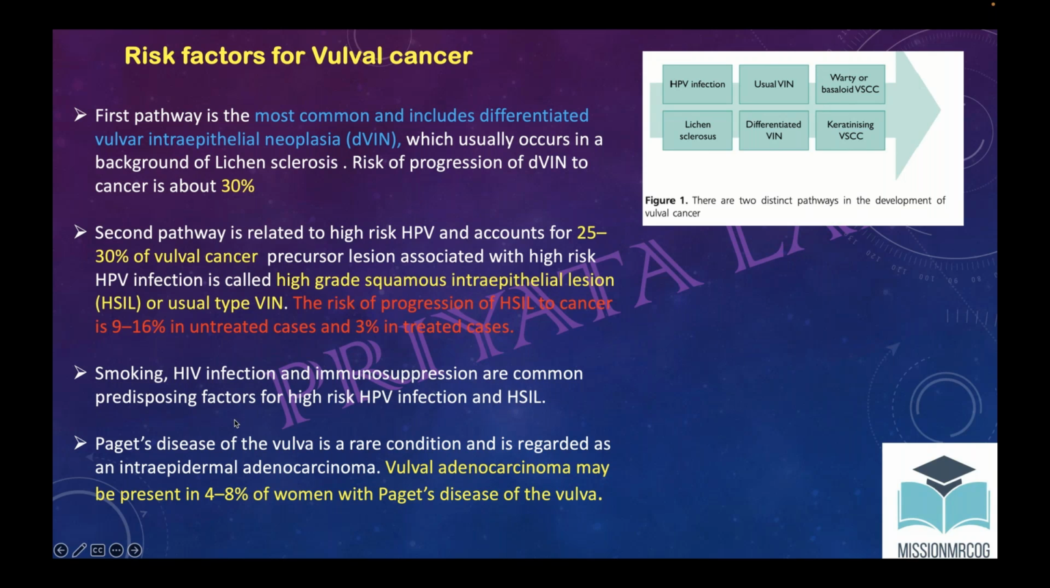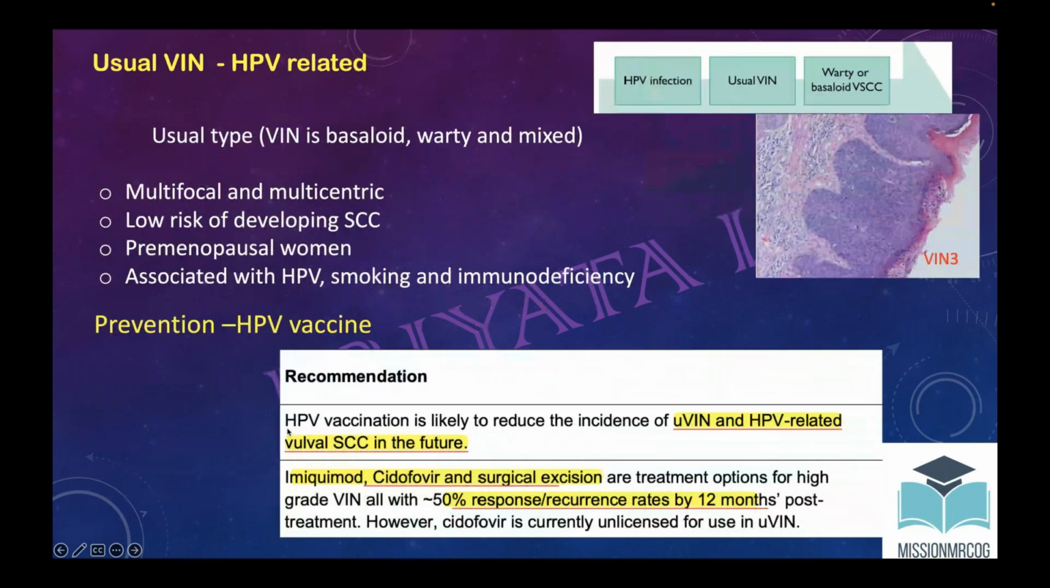Okay. And Paget's disease, though it's a rare condition, vulval adenocarcinoma may present in 4 to 8% of women with Paget's disease of the vulva. Okay, so these are kind of risk factors. Now, UVIN or HPV related pathology. There would be baseline HPV infection that will cause usual VIN, and that would lead to warty or basaloid vulval squamous cell carcinoma. Okay, so this is important to know.